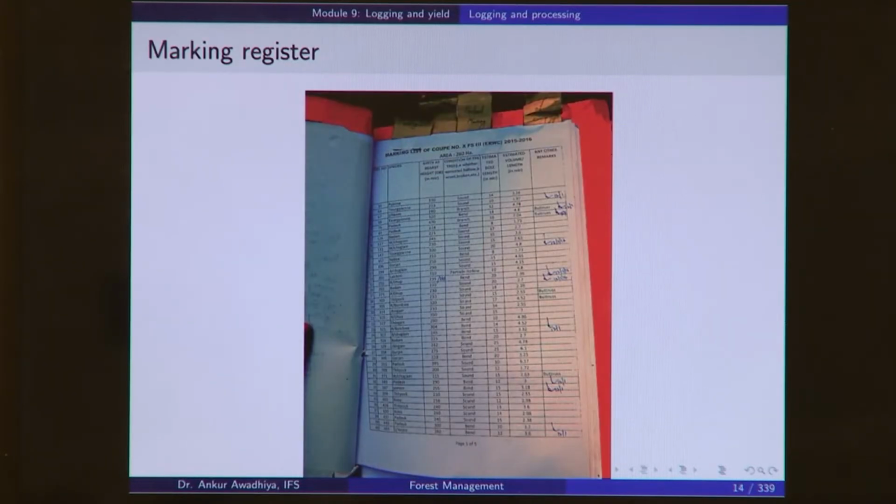So during marking, we make an enumeration register followed by a marking register. The enumeration register tells us what each tree is, what it looks like, what are its characteristics. And then the marking register makes use of the enumeration register to specify which trees are to be felled and what these trees look like, what is their species, what is their diameter, what is the height, what is the condition, and so on.